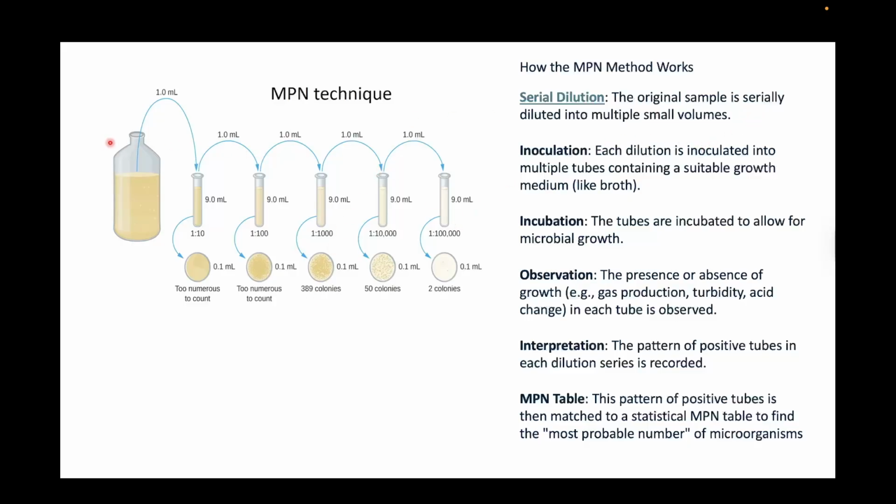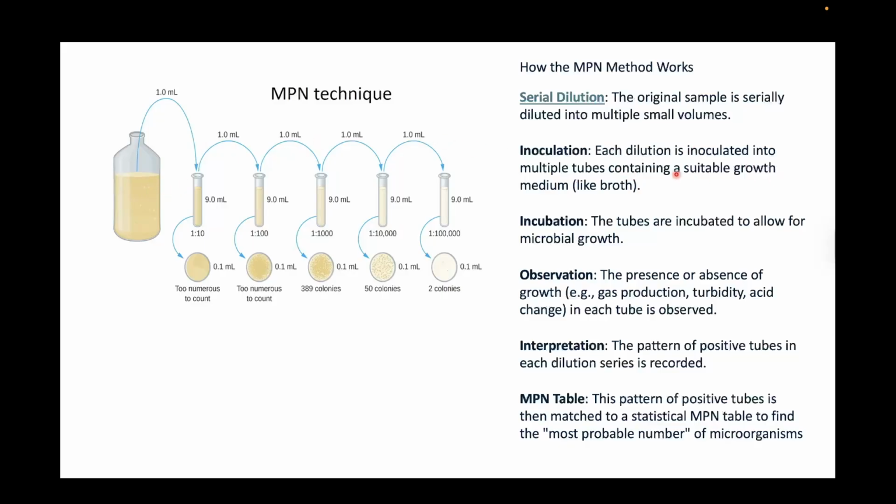The original sample is serially diluted into multiple small volumes. 1 is to 10 times dilution, 1 is to 100. So first you take 1 ml of the culture and then 9 ml of media, 1 is to 10. Too numerous to count. This plate, when plated, will have a lot of microorganisms. But when you do another serial dilution, 1 ml of this in 9 ml of new media, it will be 100 times diluted. So we go on doing serial dilutions until we can count the number of colonies on our fingertips and then trace back to the most probable number.